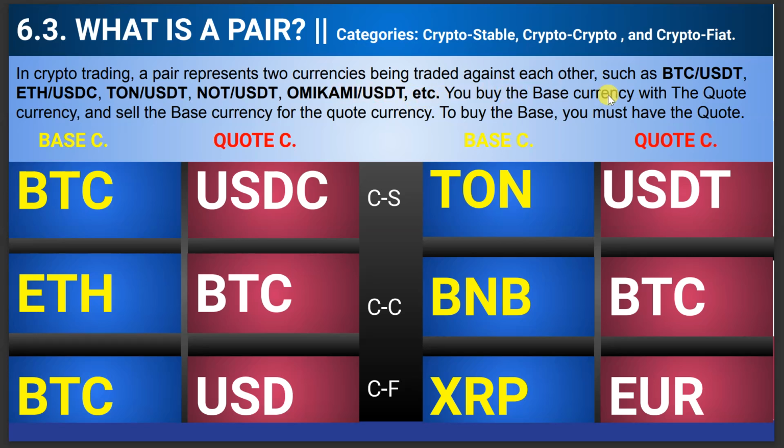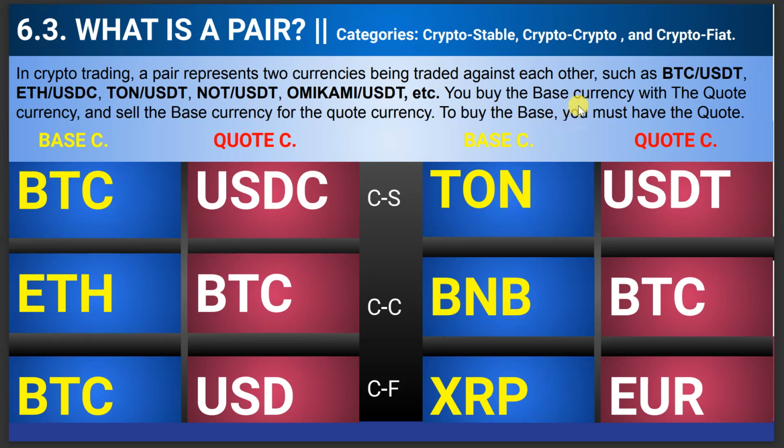You buy the base currency. Let's pay attention to this note: you buy the base currency with the quote currency, and sell the base currency for the quote currency. I know why I decided to write it this way. I didn't use the usual way of defining a pair. Most authors define it in that same way, but I wanted to be different, to simplify it. This is more like a practical definition of a pair, what it really is.